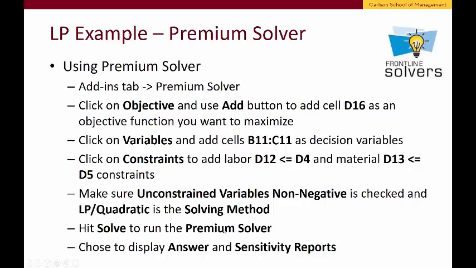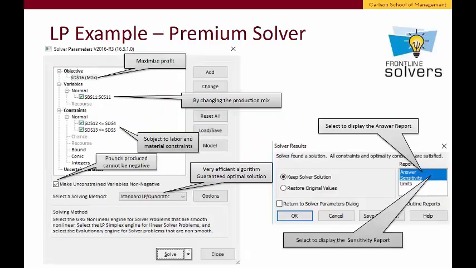Then we're going to hit solve to run the premium solver, and we're going to choose to display answer and sensitivity reports. So after you're done setting up and running the premium solver, both of the screenshots will look like this: maximizing profit D16, changing the production mix or decision variables, a decision vector B11, C11, subject to labor and material constraints, non-negative variables, standard LP quadratic, and then once it converges on the solution, 1.2, 2.4, with $9.60 as the optimal value of the profit, we're going to choose both answer and sensitivity reports.